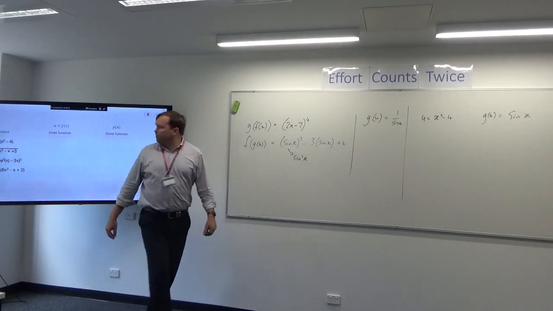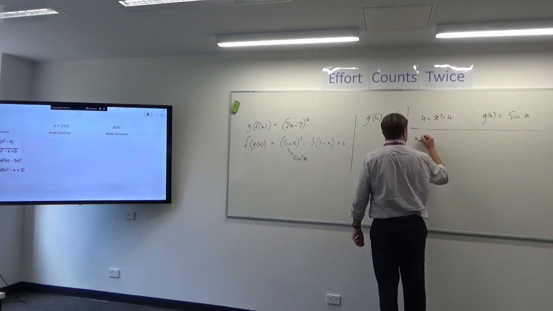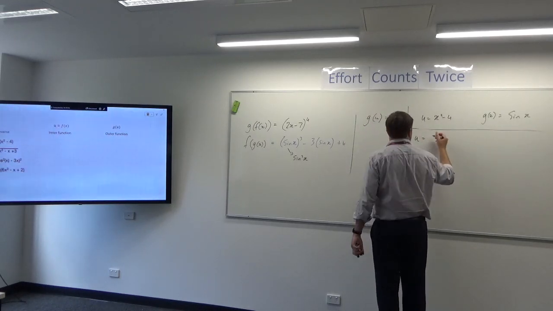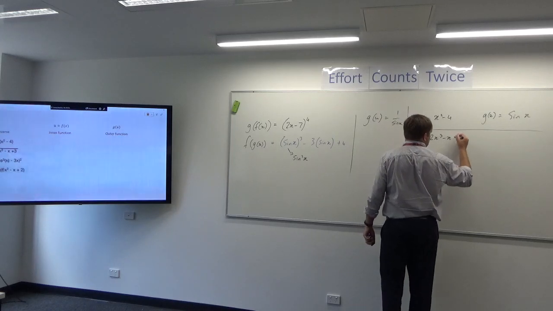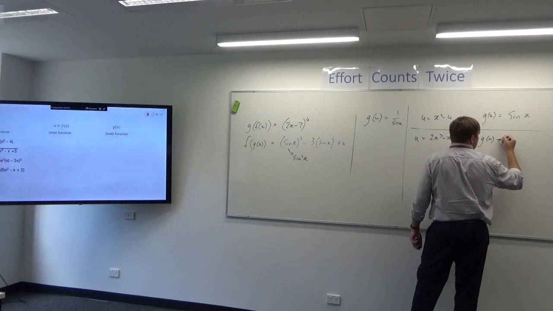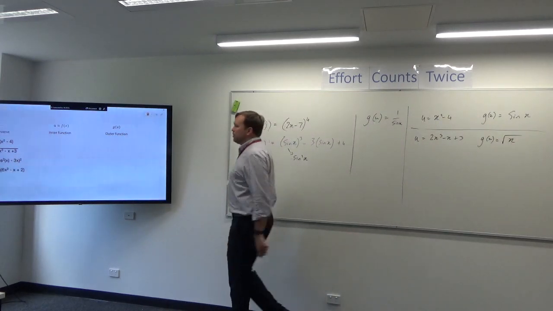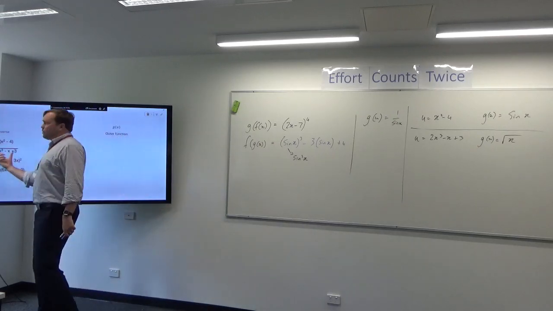Same here. What's the inner function? U. 2x cubed take x plus 3. Nice, it's the whole thing. And the outer function, g of x, in our case is just root x. Or root u if you like, because it's the entire function under that square root.